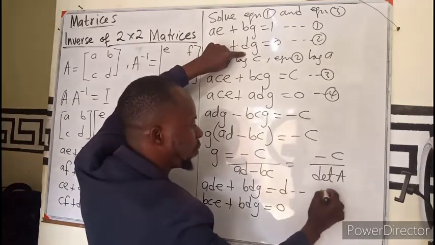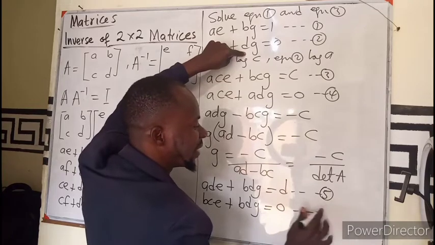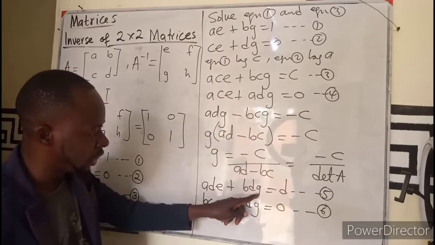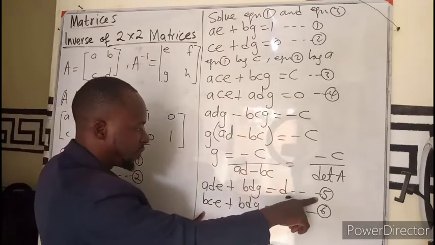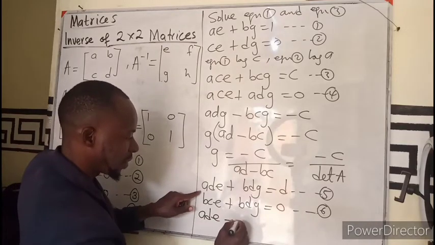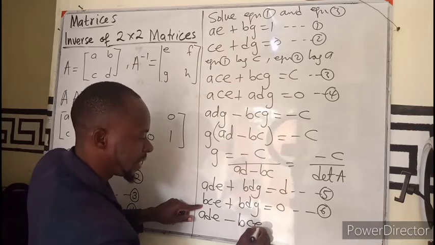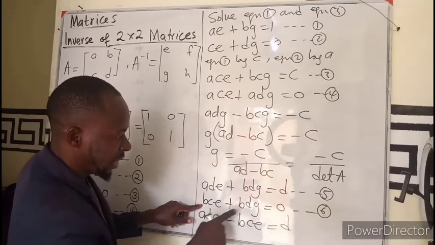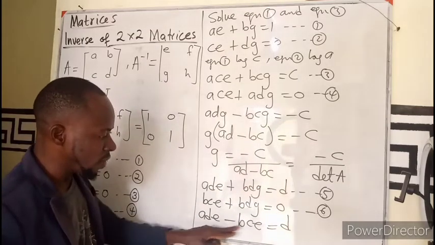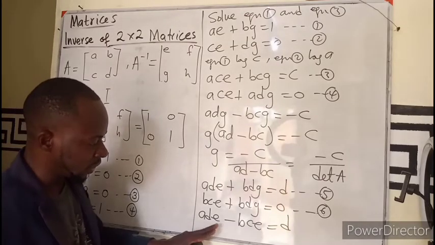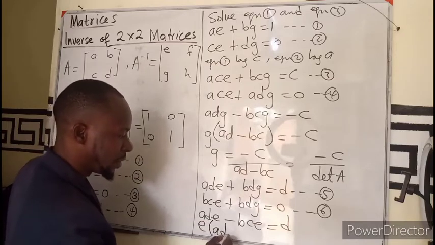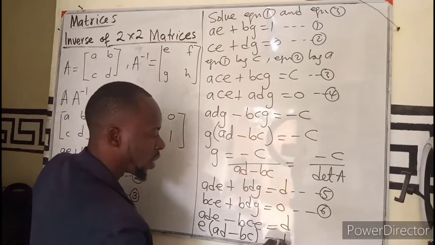So let me continue equation 5. Equation what? 6. Per subtraction, I am seeing that if I subtract, BDG will go. So equation 5 minus equation 6 will have ADE here, BCE equals to only D, because it is this minus this. D minus 0 is what? D. Can I be able to factorize? What am I going to find as a factorization? E can go out. Then I'll be left with AD minus BC equals what? D.